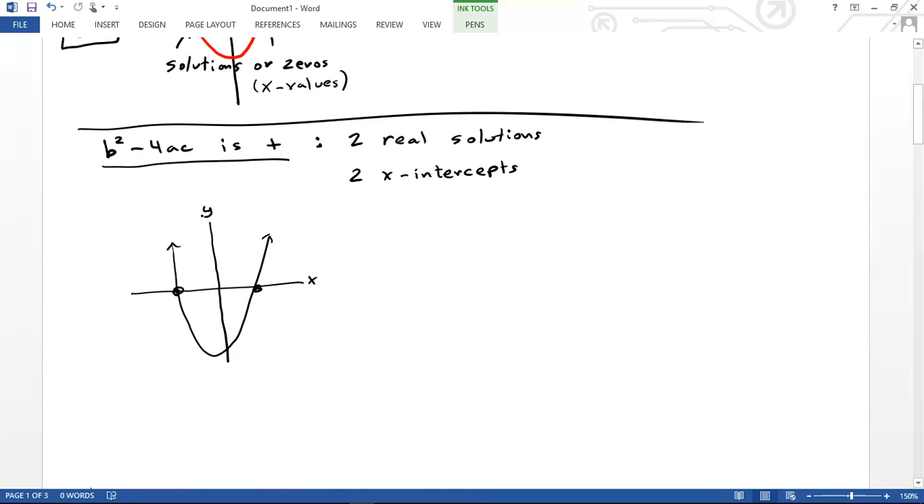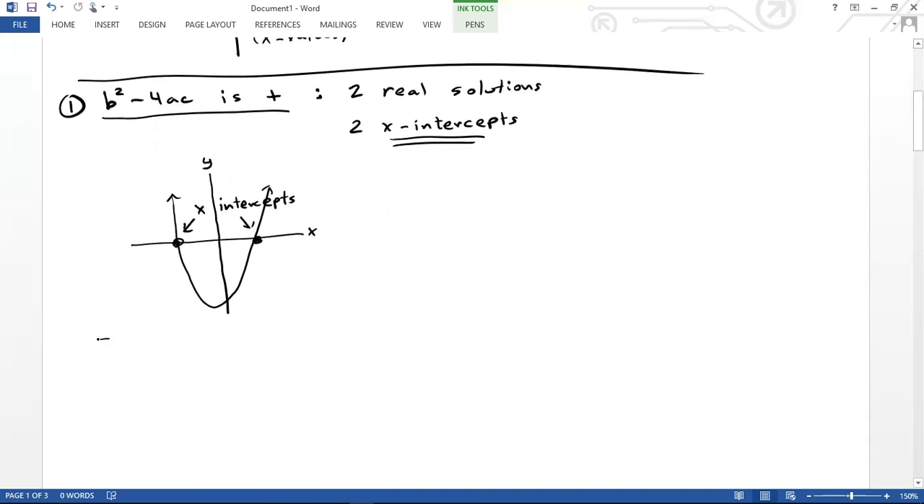And an x-intercept means the point hits the x-axis. As you can see from this, it has 2 x-intercepts. These are your x-intercepts. You learned about y-intercepts where it hits the y-axis. These are the x-intercepts. So this is case number 1, when b squared minus 4ac is positive.